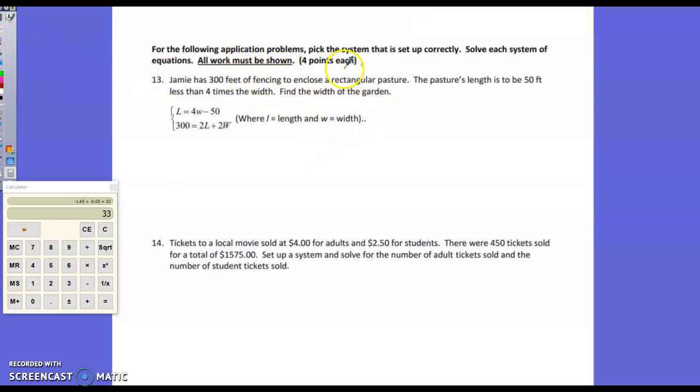Alright, follow the directions. Okay. This one is already set up for you, but just so you can see how I set it up: Jamie has 300 feet of fencing to enclose a rectangular pasture. The pasture's length is to be 50 feet less than 4 times the width. Find the width of the garden. So I've already set it up for you, so we just have to put it in and solve.